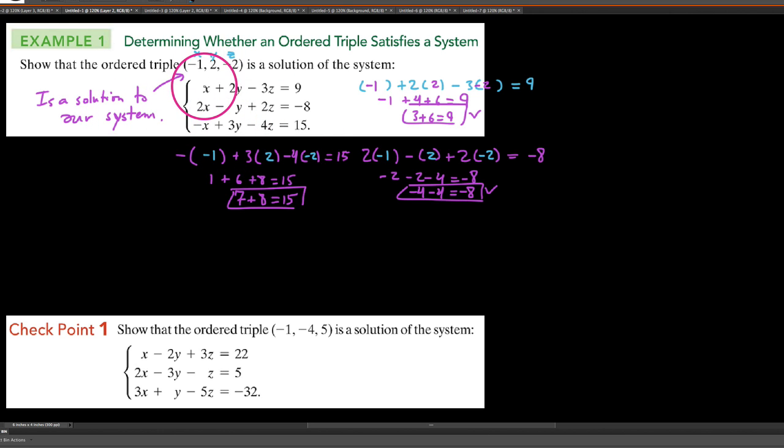If you were to graph this point x, y, z, -1, 2, and -2, this would be the point of intersection of all three of the planes graphed by these equations. So what I want you to do is check this out: is -1, -4, 5 a solution of this system down here? See what conclusion you can come to. Cheers.